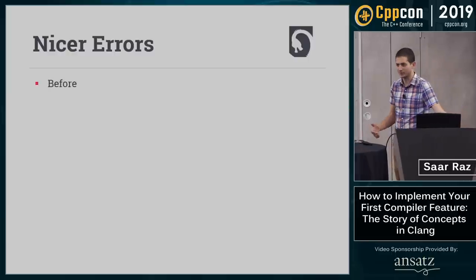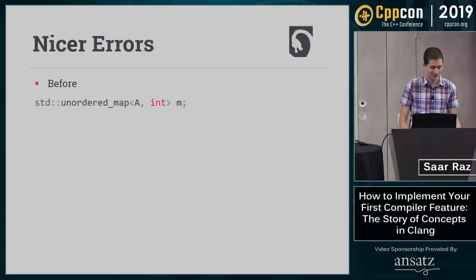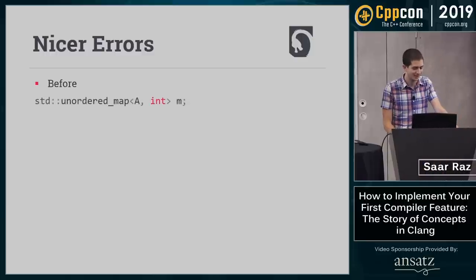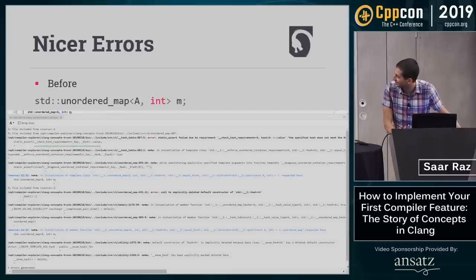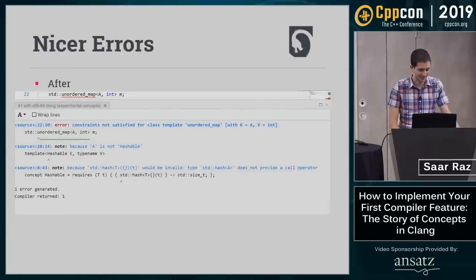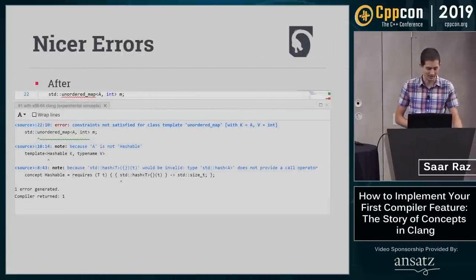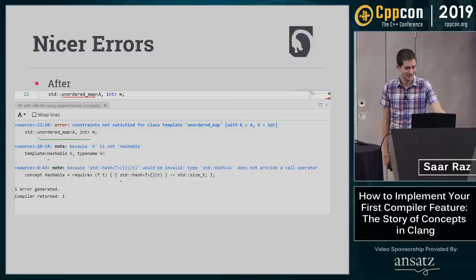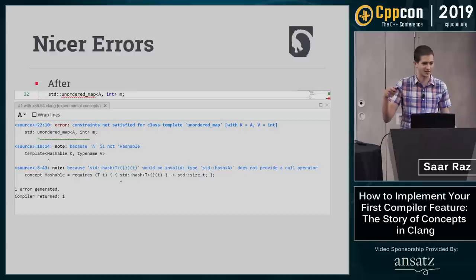One of the primary reasons concepts were introduced is to have nicer error messages. For example, if you would try to have your own class A and give it as a key to unordered_map, this would happen. And this is a relatively easy case. And with concepts, you could get something like this, telling you that A is not hashable, and it's pretty readable. And it explains exactly what went wrong instead of giving you a very long error message drilling down into the internal implementation of the class you're misusing.